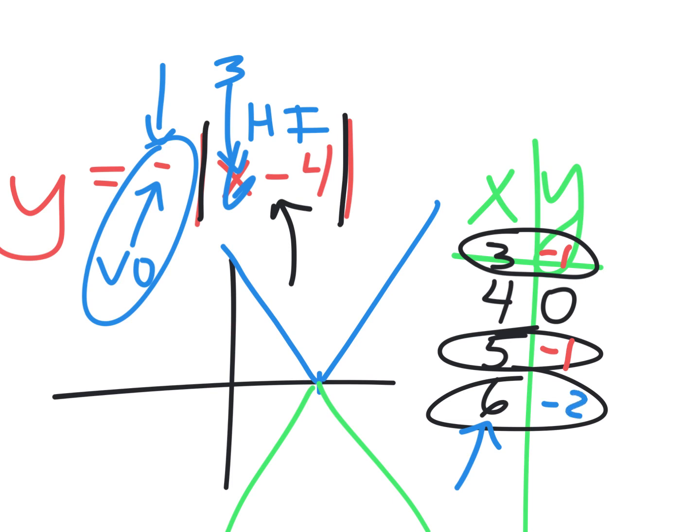And if I actually graph these, here's where 4, 0 is. Here's where 3, -1 is. Here's where 5, -1 is. And here's where 6, -2 is. Look at those blue dots. They're right where I expected them. Okay.